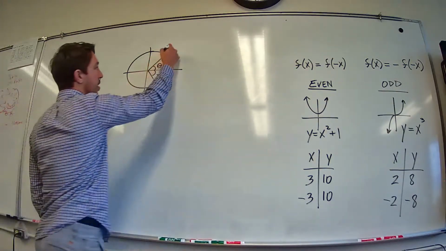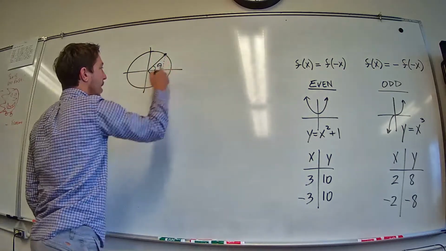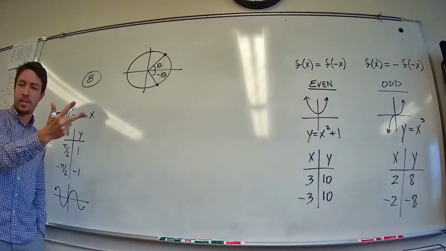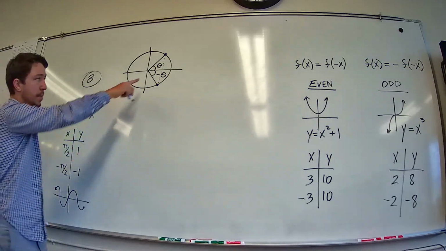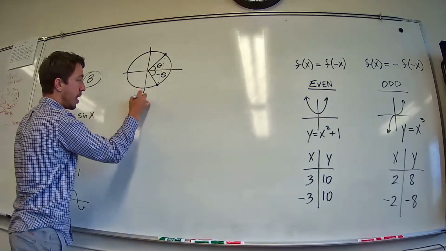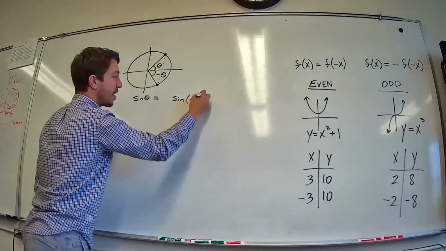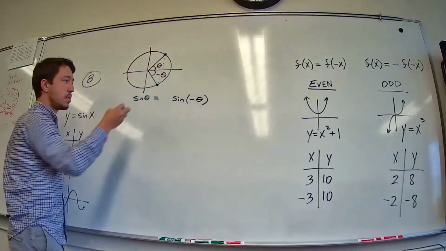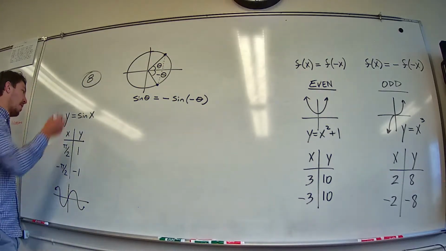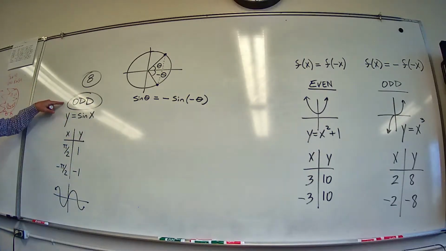Yeah. So consider, as you look at this, how do these two angles, how do their sines compare? How do their cosines compare? How do their tangents compare? For example, does it make sense how in this case, the sine of theta and the sine of negative theta are opposite values? Is that making sense? Yeah. Okay, so long story short, sine is odd.